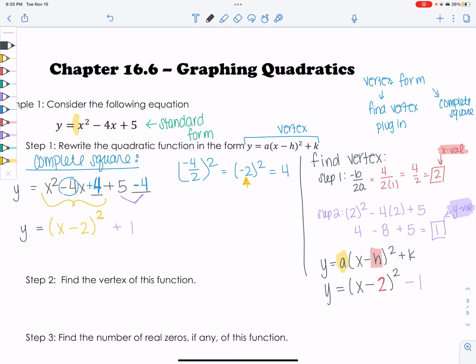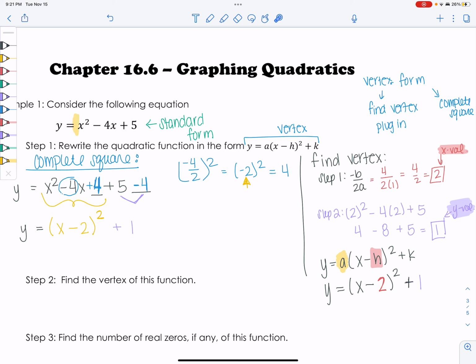And that should be plus 1. So I get the same thing. I truly think complete the square is easier, but you do have to remember this little trick about adding 4 and subtracting 4 to make sure we keep that thing balanced. But you do have two options, and I don't particularly care which way you do it, but you do have to do one of them because you need to get vertex form.